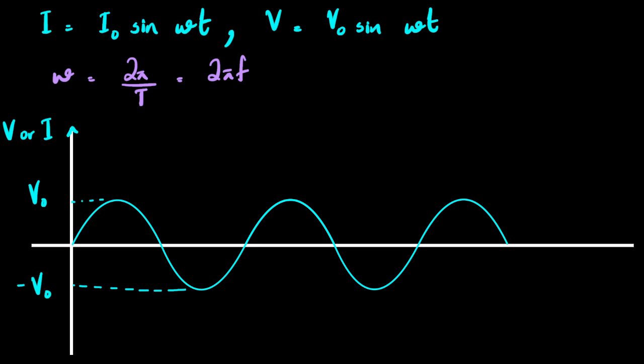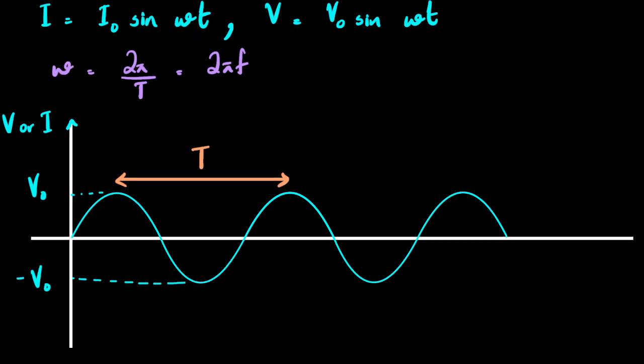And this horizontal distance, as we've talked about previously, either between the peaks or crests or the start of one wave and the start of another wave, is the time period, capital T. And from that you can get omega for use in this equation, which is shown here. Let's have a look at an example question for this.